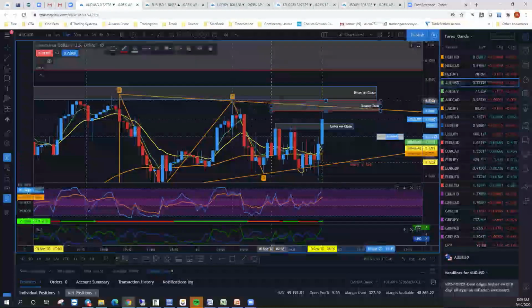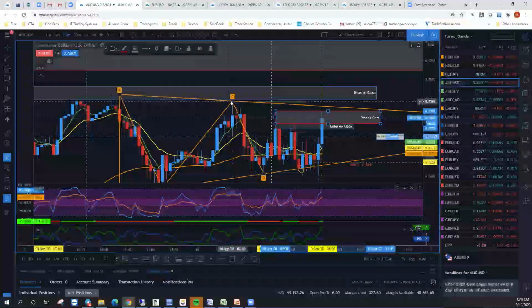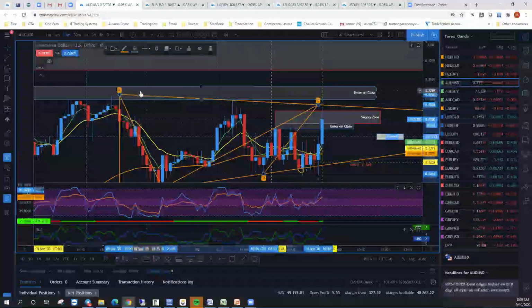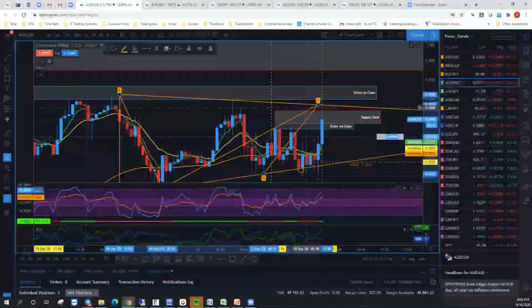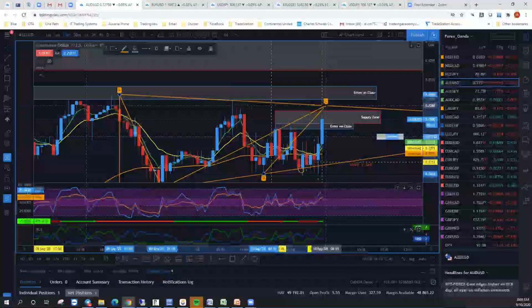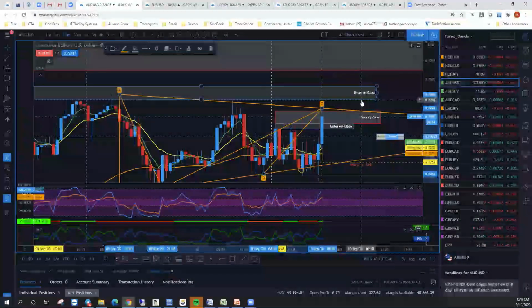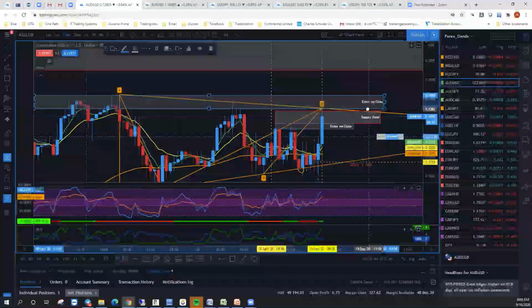I'm going to move the C over. Now that validates this trend line right here. We have the anchor, the hit, and then the retest of the trend line. And there's our third point on the trend line. So this was validated.